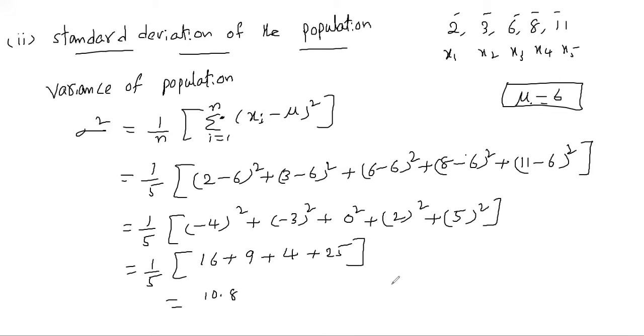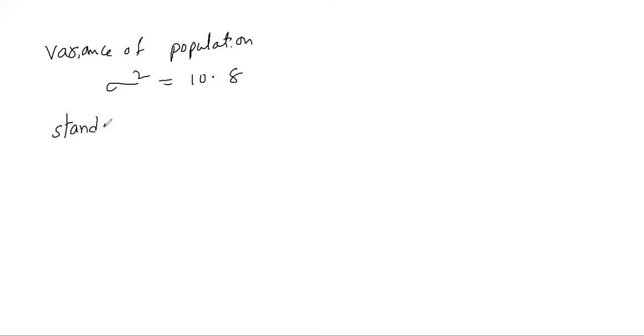So this is a variance. Therefore, in the next page, variance of population sigma square is equal to 10.8. But we don't want this. We need standard deviation, standard deviation of population.